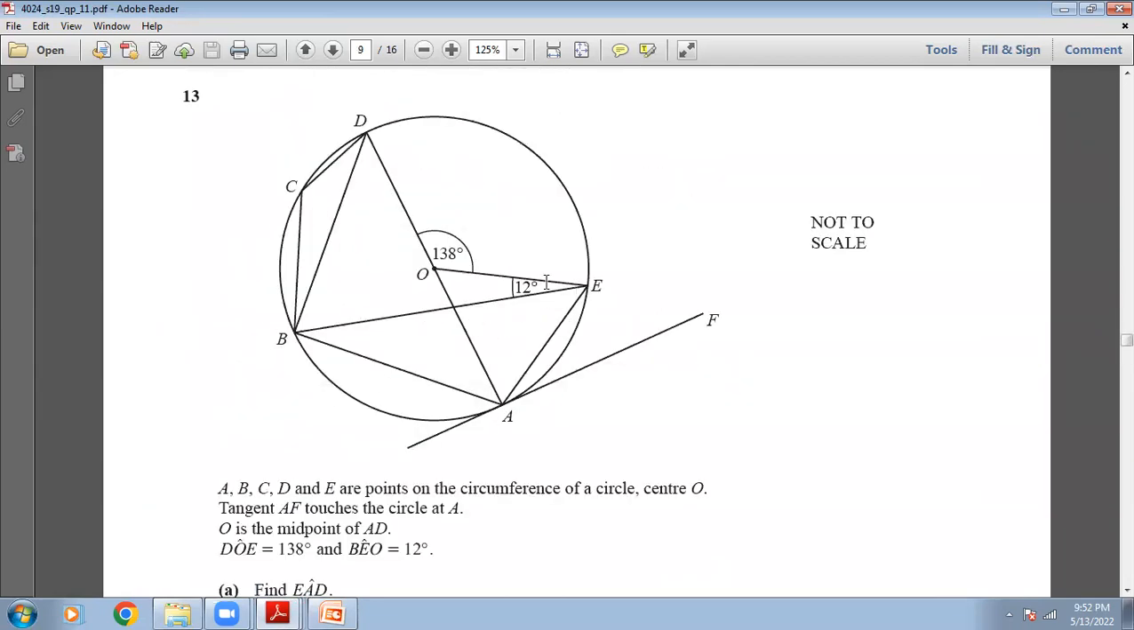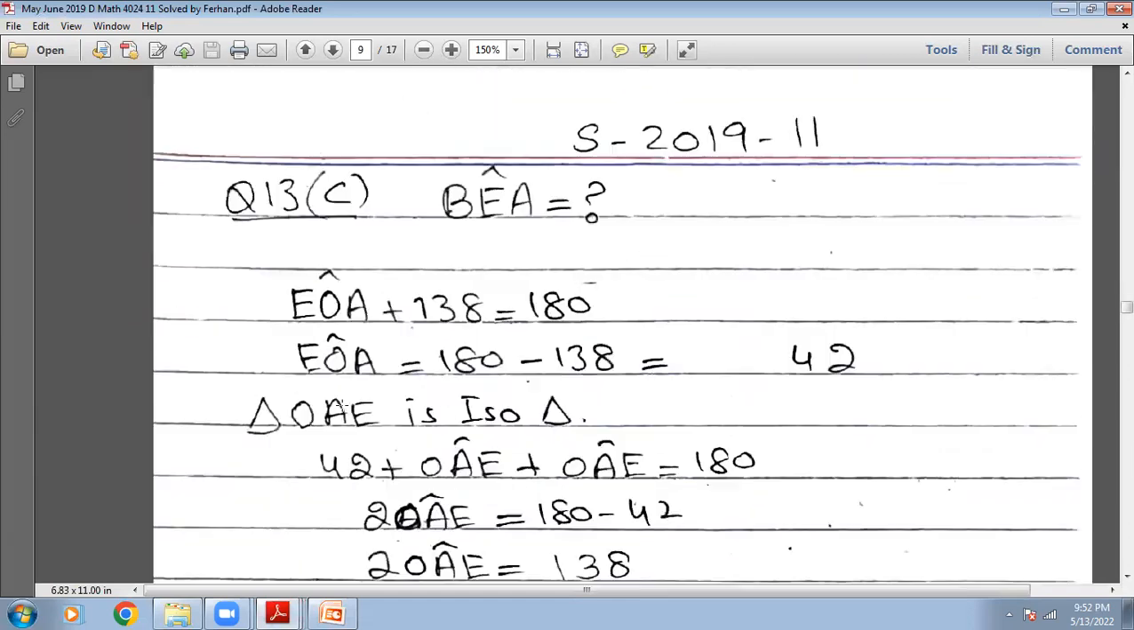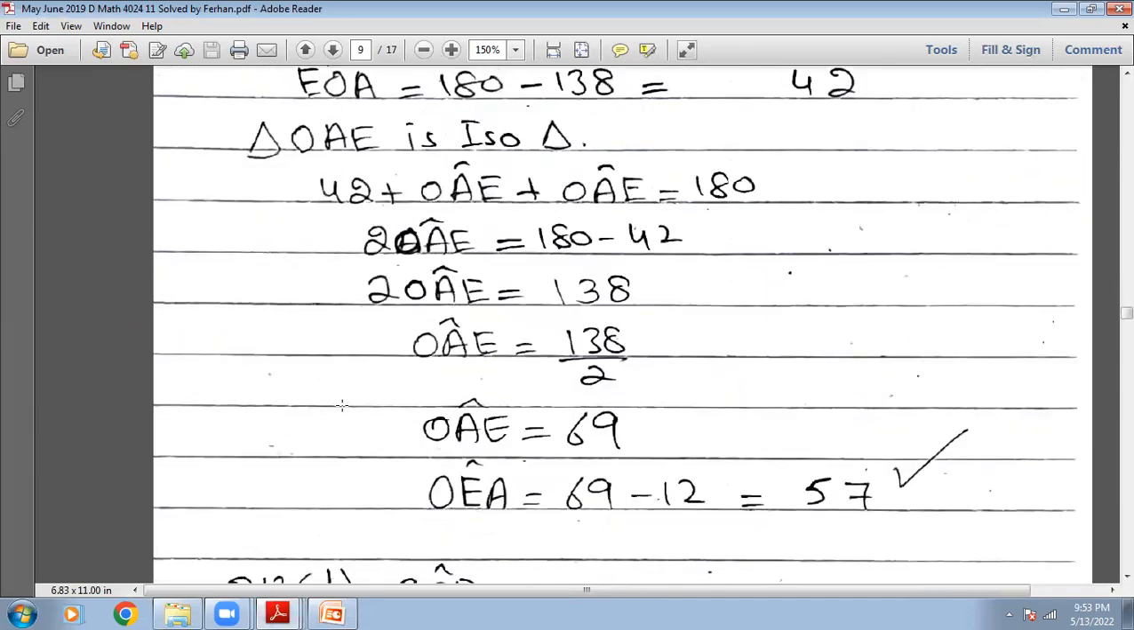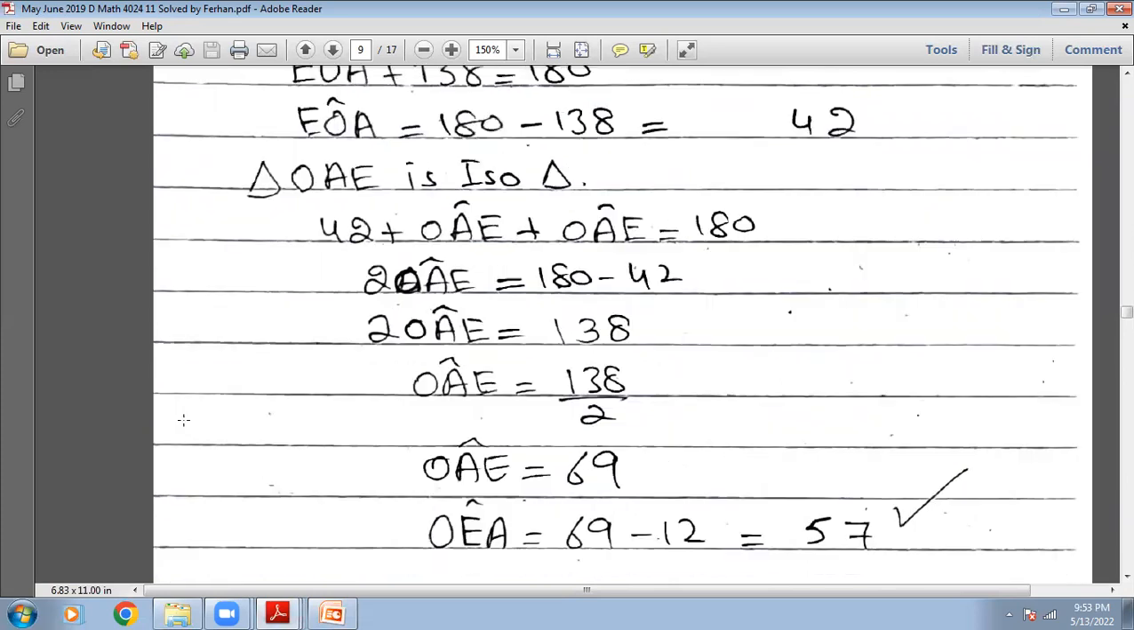BEA. They want me to find out this. I know this whole angle. That's 69 because this triangle AOE is isosceles. This is 69. This angle is also 69. From 69 subtract 12, you will get that angle. Here you can see 69 minus 12 equals 57.